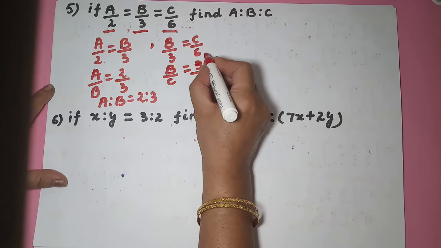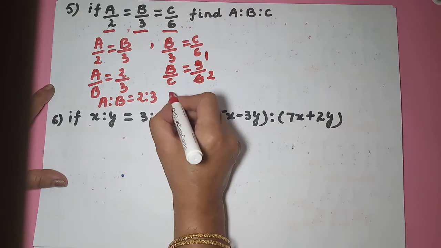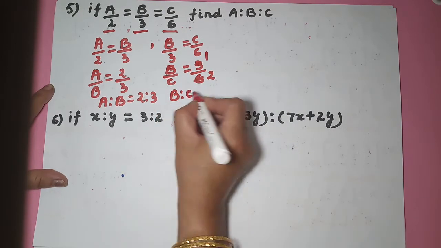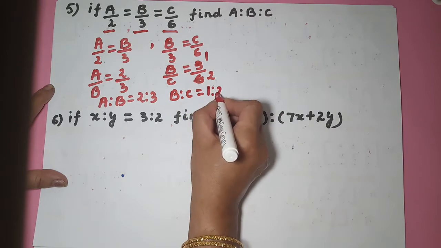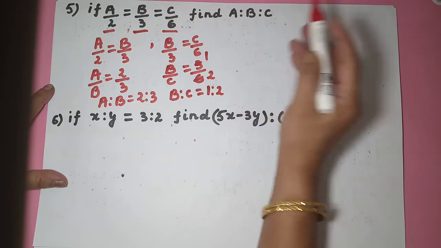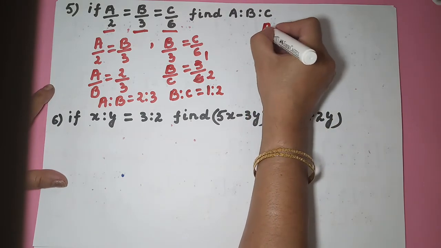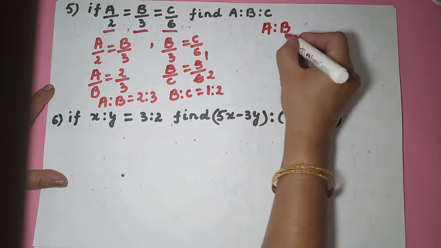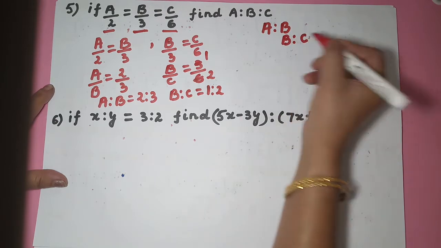I can even simplify it. 3 ones are 3, 3 twos are 6. So my b is to c is equal to 1 is to 2. Now since I have to find the value of a is to b is to c, what will I do? I'll first write a is to b and then b is to c.